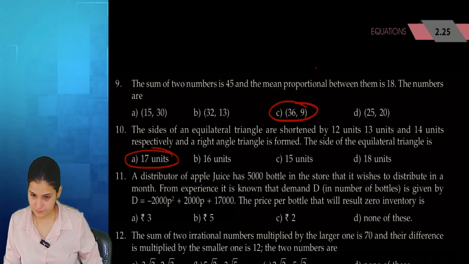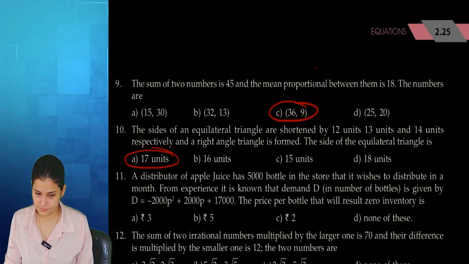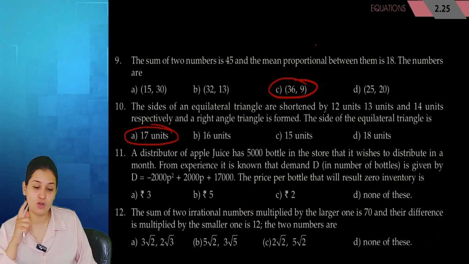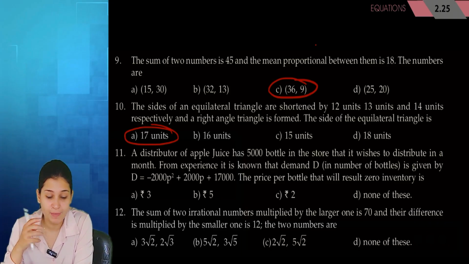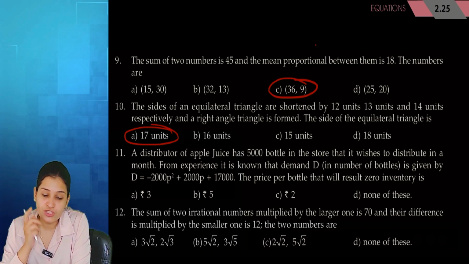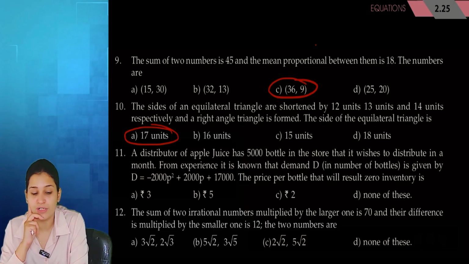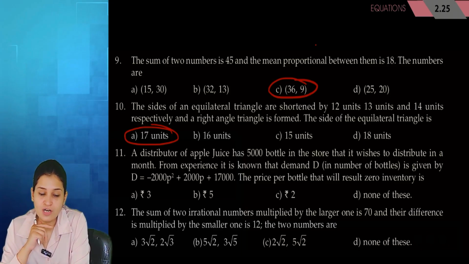11. A distributor of apple juice has 5,000 bottles in the store that it wishes to distribute in a month. From experience, it is known that the demand is given by this. The price per bottle that will result in zero inventory. That means all the 5,000 bottles should be sold. So which value of P when put in the equation D will give you 5,000? That is what you need to find.